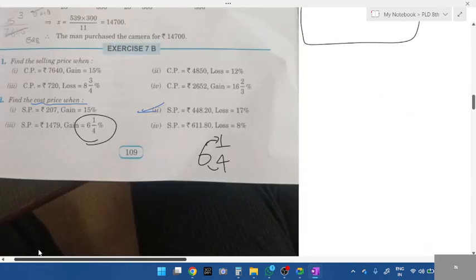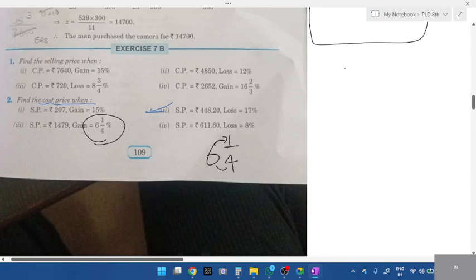What next question? Yes, Alia, tell me the formula when cost price is given. What do you need to find here, Alia? Second main. Second main. Third question. What do we need to find? Okay. Tell me the third question. What is given?